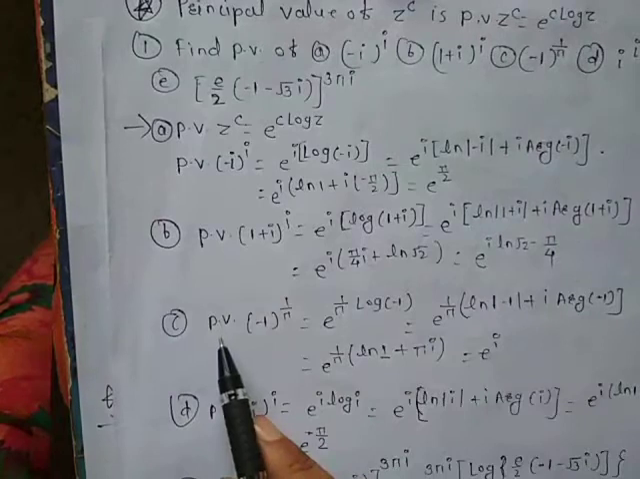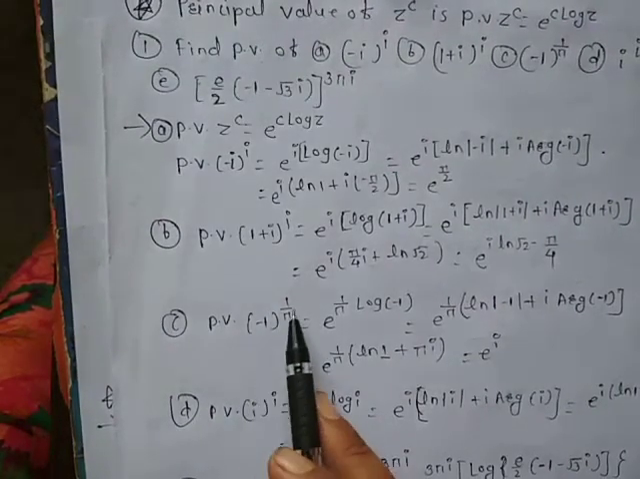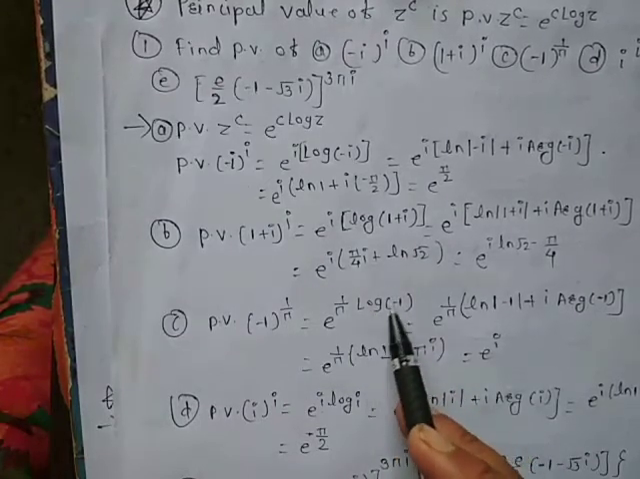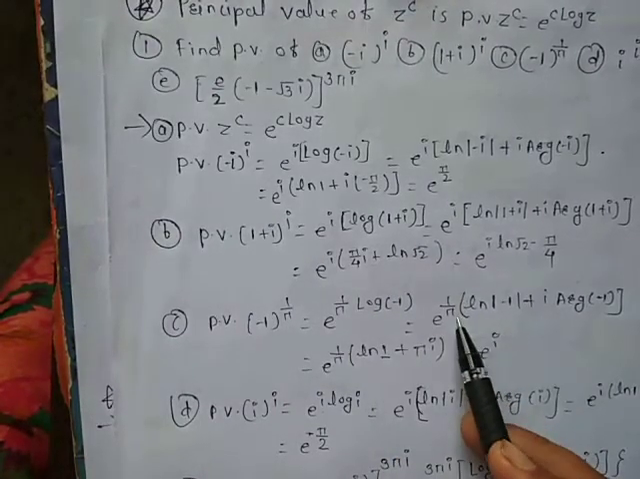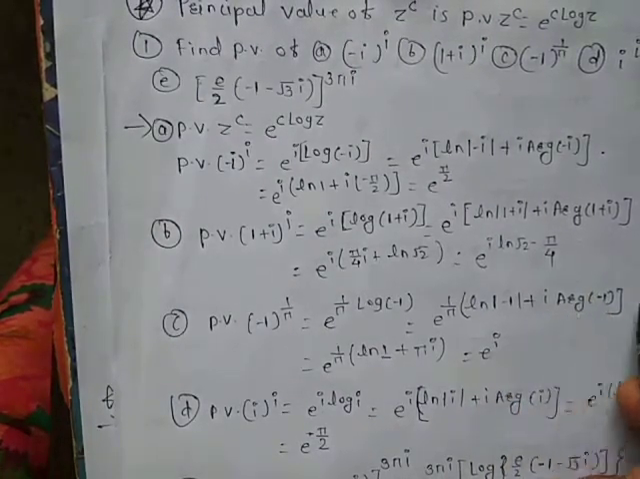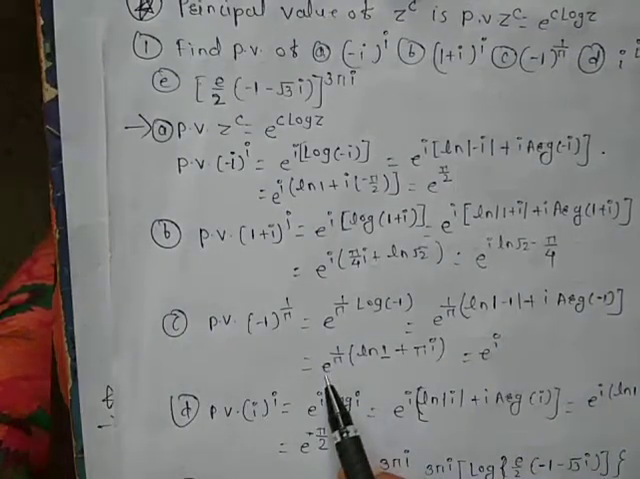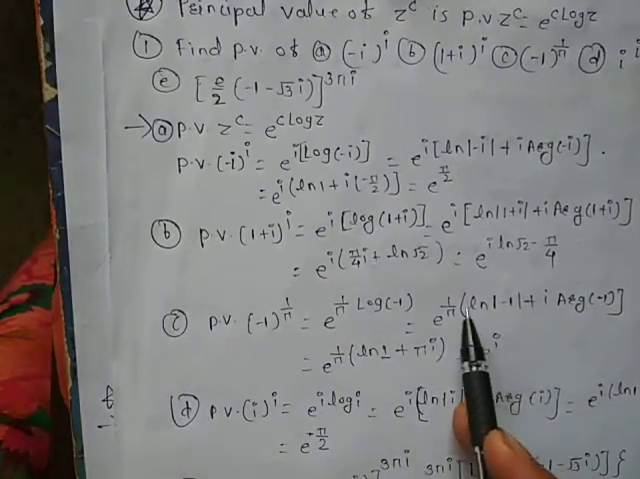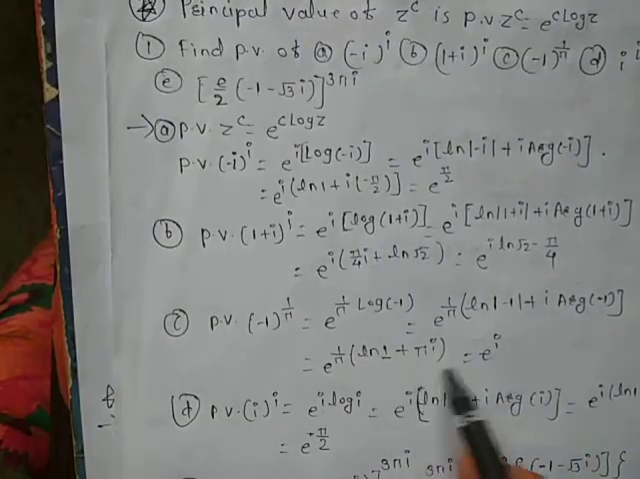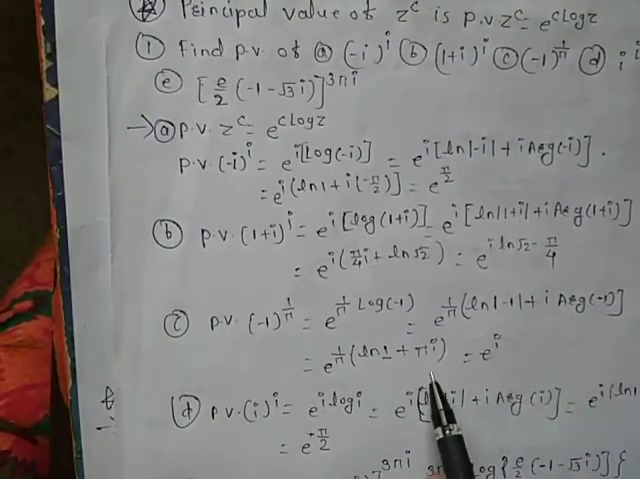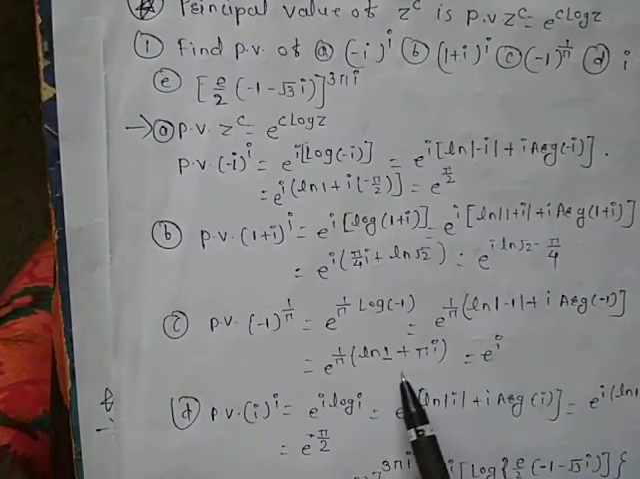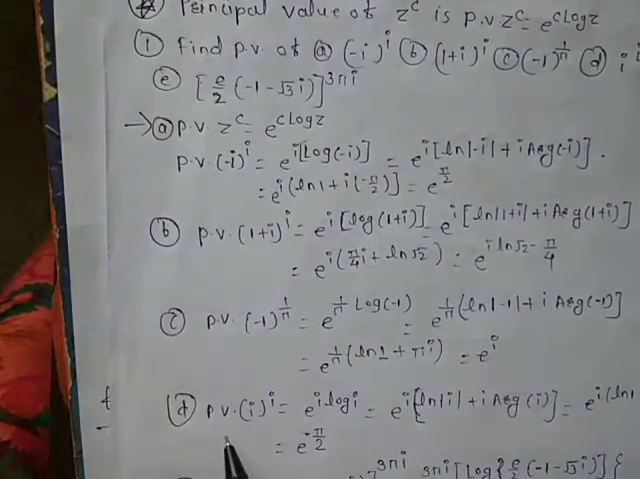Next is the principal value of minus 1 raised to 1 upon pi. That is e raised to 1 upon pi log of minus 1, which is e raised to 1 upon pi into (ln modulus of minus 1 plus i into argument of minus 1). The modulus of minus 1 is 1, so it is ln 1 plus i times the argument of minus 1, which is pi, which is equal to e raised to i.